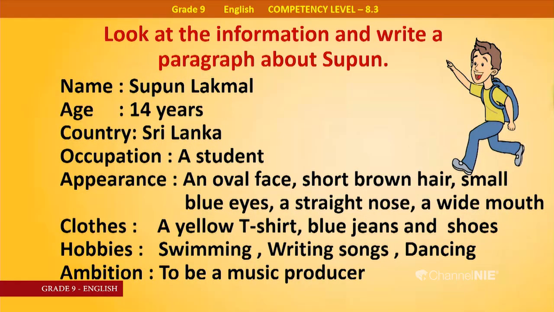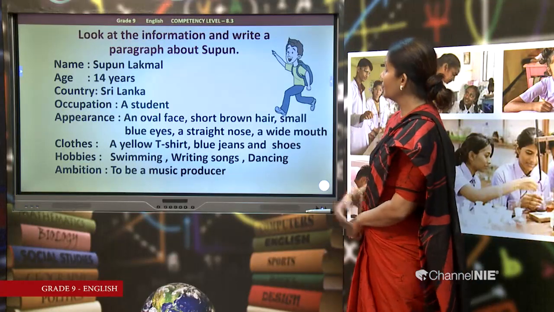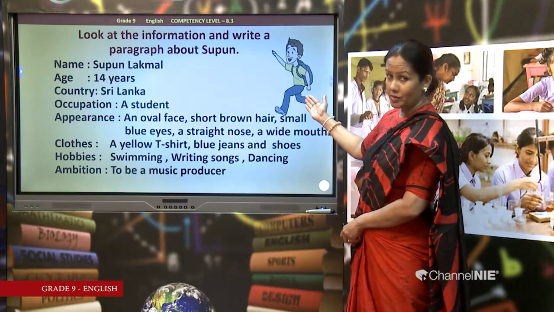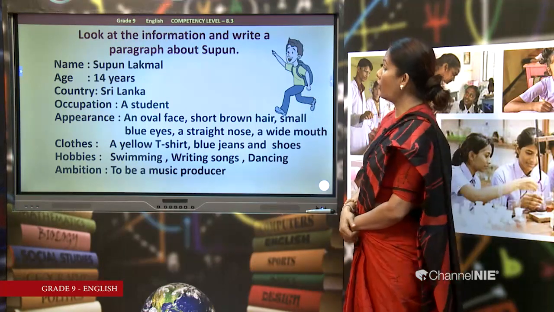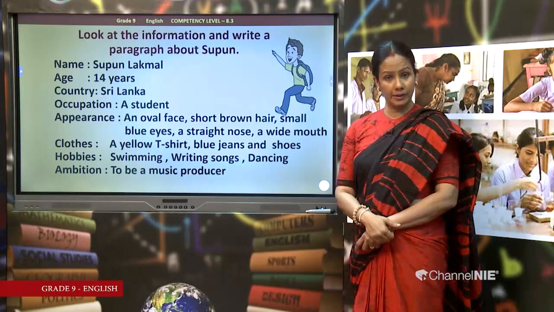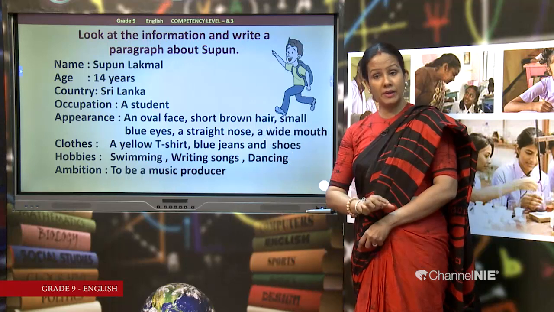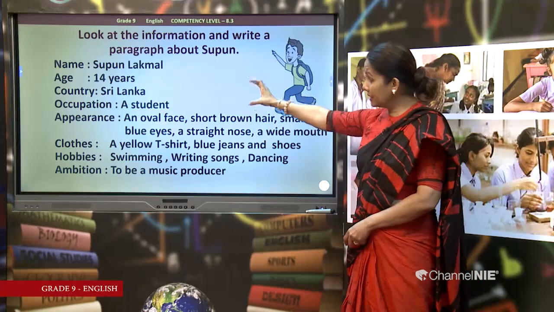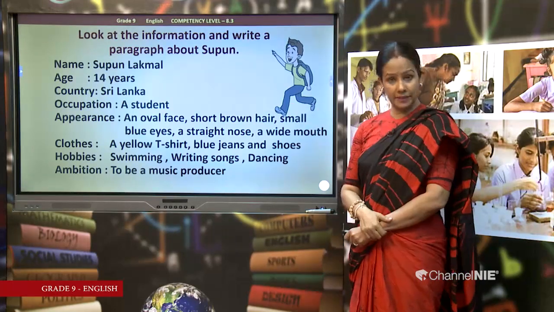Now, we are going to write about another friend. This is actually a boy. Now, we wrote about Nayana, it is a girl. So, look at the information and write a paragraph about Supun. Earlier, Mrs. Smith, I gave some information on a grid, but here information is given rather descriptively.